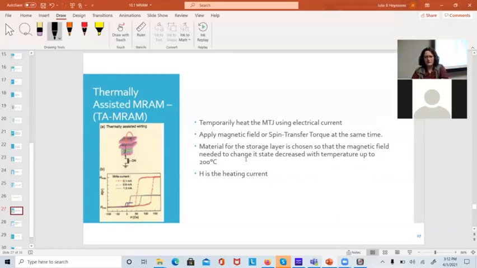It's not that you can't touch the device. The package is cool, but this one particular cell is really hot for a short amount of time. Because it's only one cell, it can dissipate that heat throughout the whole package. And H is the heating current.